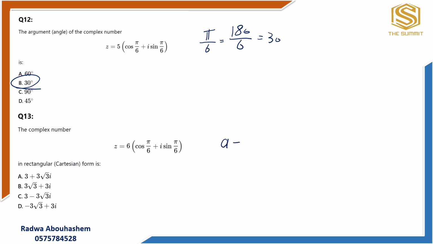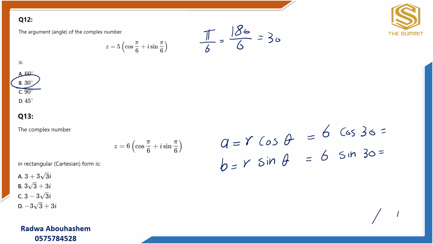So A here is R cosine theta, and B here is R sine theta. It's the same. Let's apply it. So R is 6 and cosine 30, so 6 times root 3 over 2, so it would be 3 root 3. And 6 times half, it's 3. So here it would be 3 root 3 plus 3i.